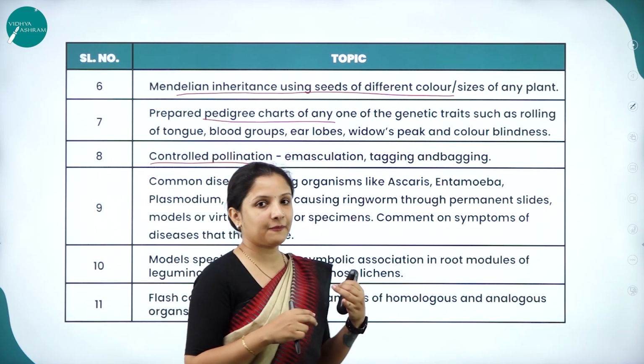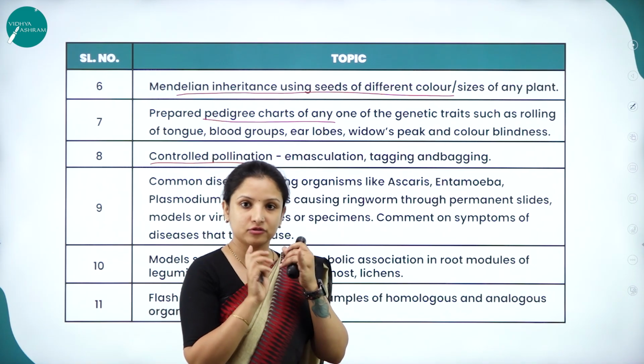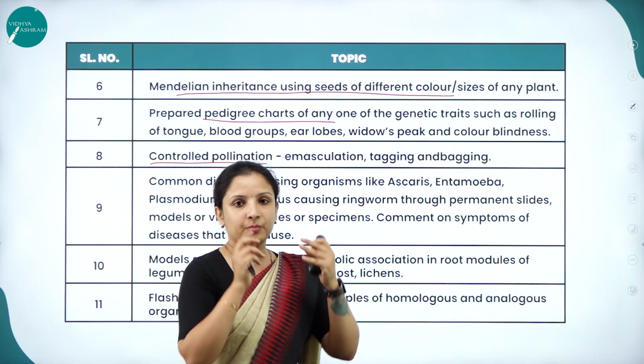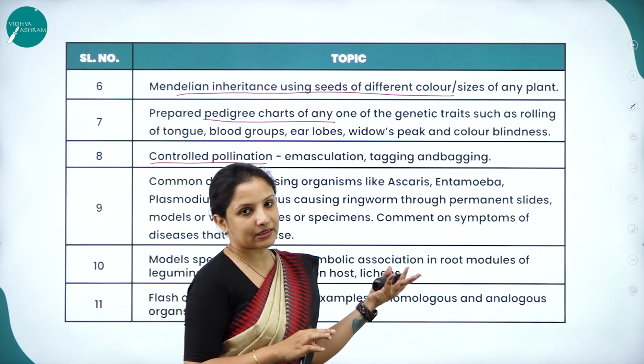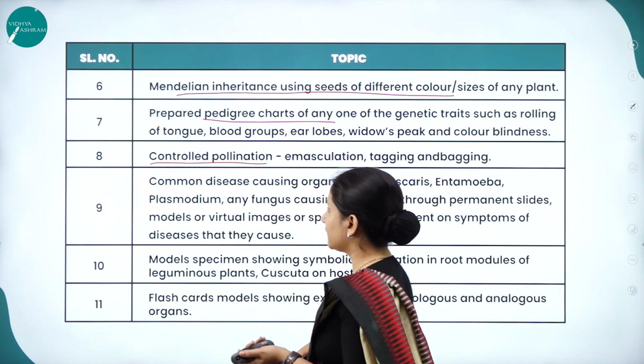Otherwise, a plant will be kept and some labeling will be done to that. That is called tagging. Otherwise, bagging. A plant will be kept with a flower and the flower will be covered by a bag. That is bagging. So you have to write about that, identify and write.